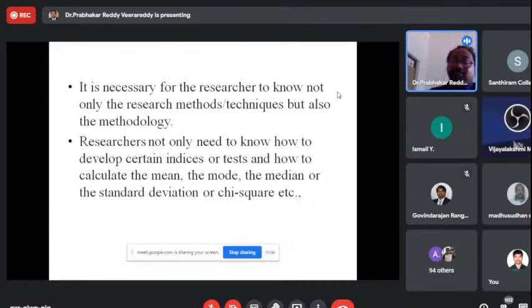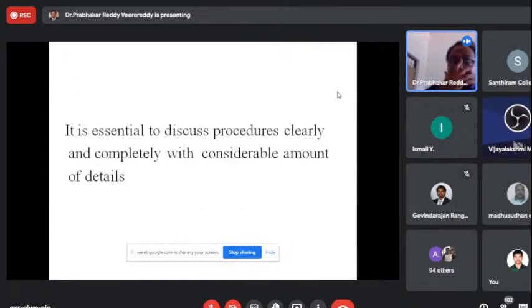Because this is also important, but luckily you are getting a lot of software. GraphPad Prism is there, SPSS is there, so you can use those things. It is very easy for your statistical methods. It is essential to discuss procedures clearly and completely with a considerable amount of detail. So always remember, method procedure is very, very important. Don't go by shortcuts; give full information.